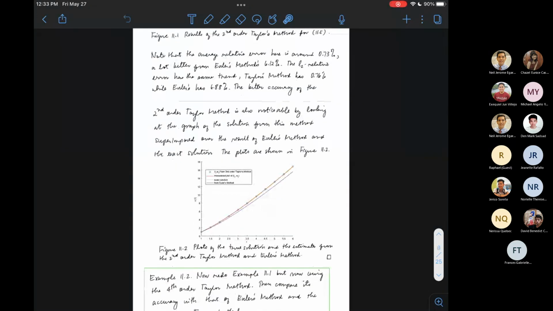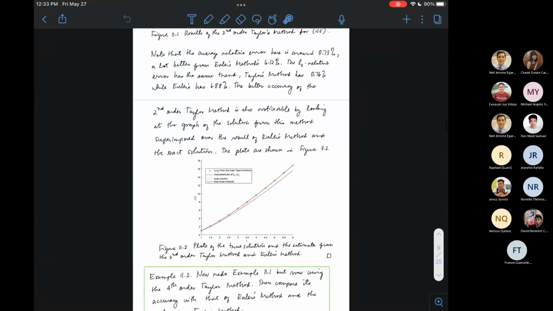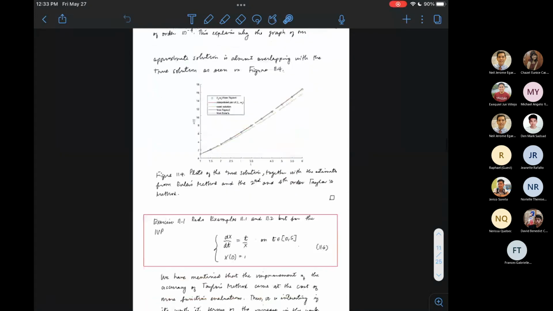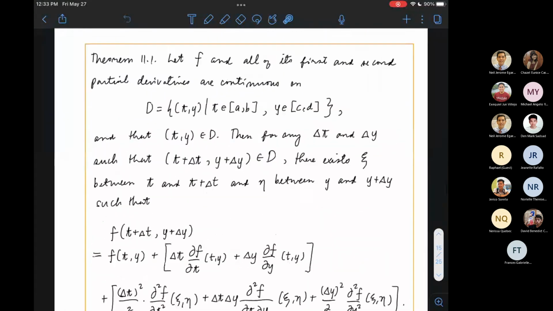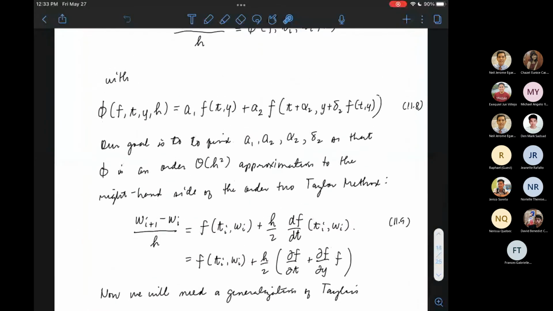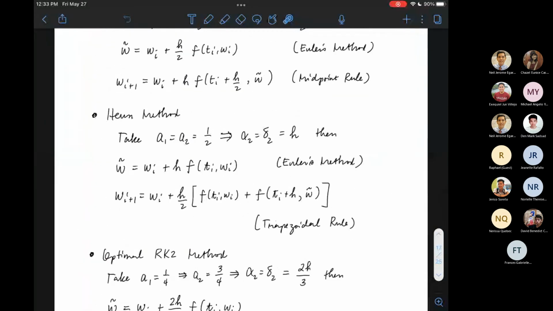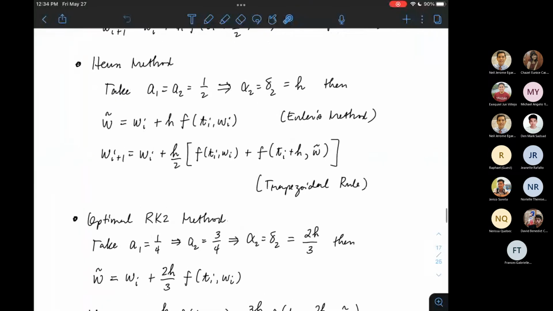Pwede nating i-treat yung RK2, specifically the Hoyne method or the Yoon method, na isang predictor-corrector. So, balikan nga natin yung Yoon. Nasaan na yung Yoon? Yes. So the Yoon method is an example of a predictor-corrector method. So ang predictor stage ay yung first stage, yung Euler's method. So employ mo lang to, that's fine. And then kailangan mo siyang i-correct.